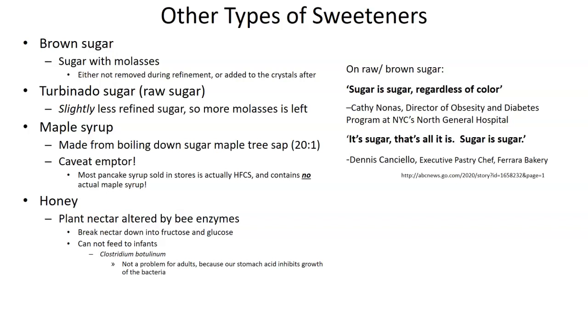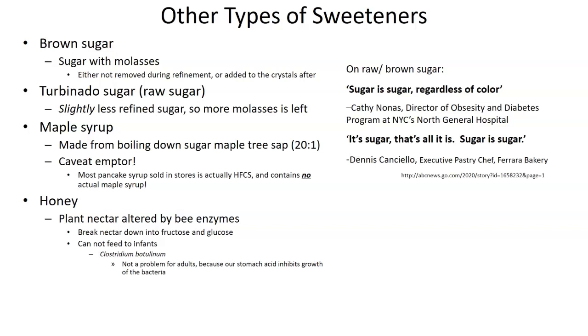Honey, it's plant nectar, which is altered by bee enzymes. It's broken down and it's almost pure fructose versus glucose, which is why it's so sweet. Keep in mind with honey though, you can't feed it to infants. Children less than 1 year of age don't have the stomach acid to break down Clostridium botulinum that you find naturally in honey, and it can cause serious problems and it can even result in death.